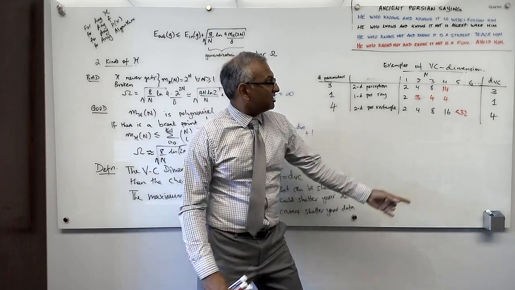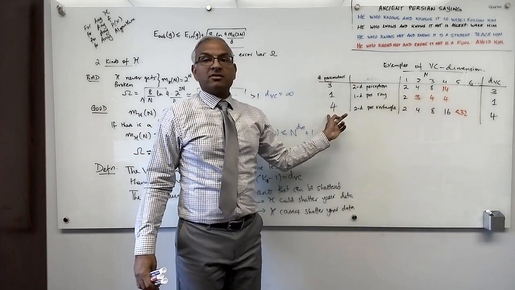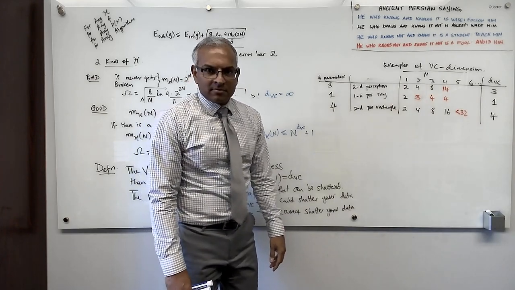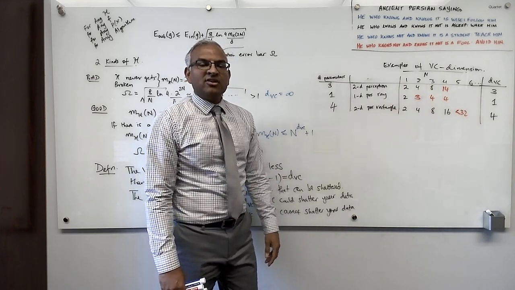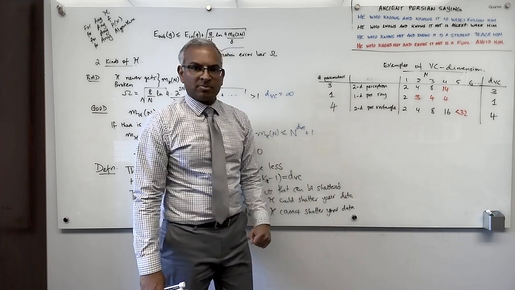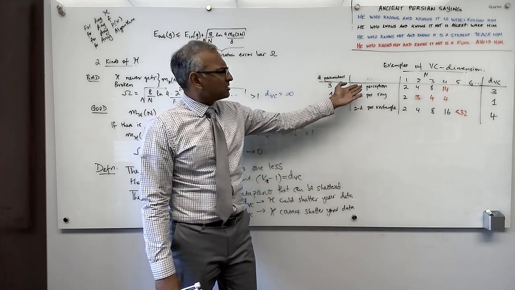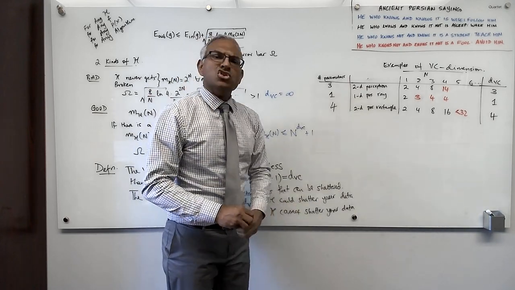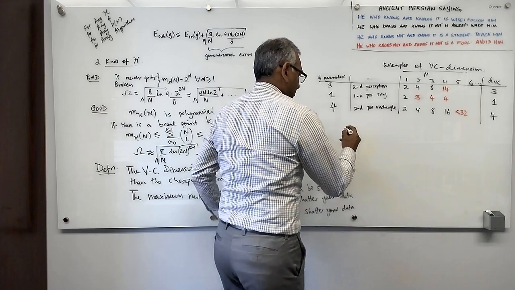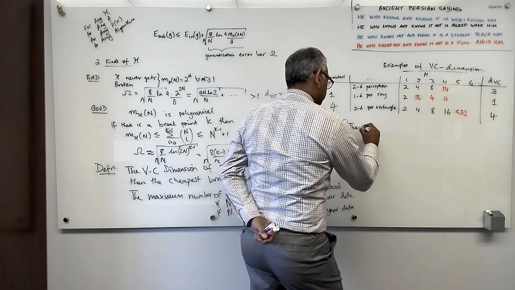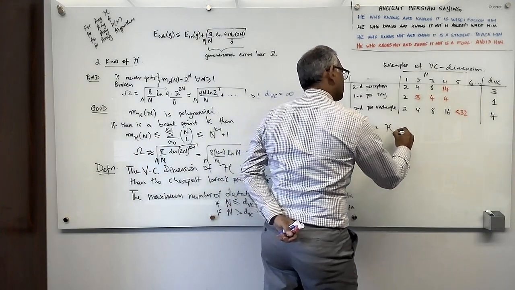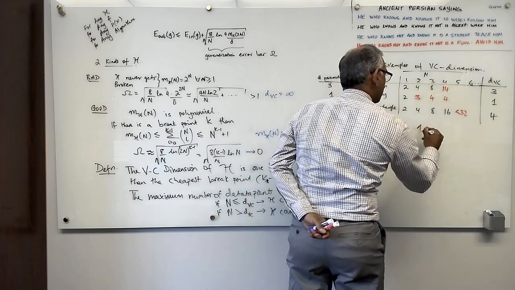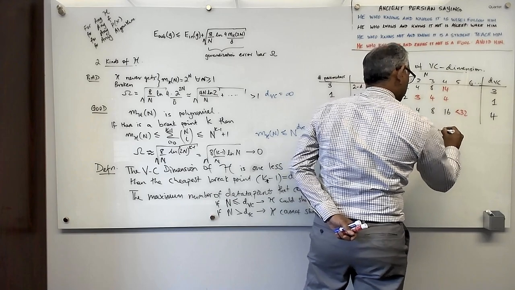So the VC dimension seems to correlate with the number of parameters, except it turns out that it can deviate wildly from the number of parameters. For some simple hypothesis sets, yes, but once you get to more general hypothesis sets, no. So in particular, there are H with one free parameter.